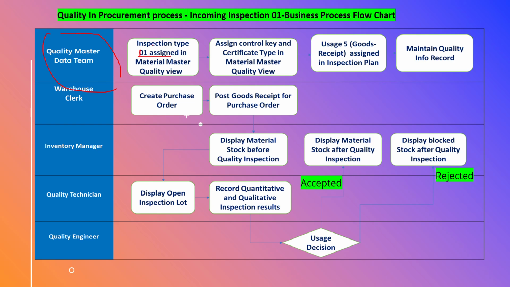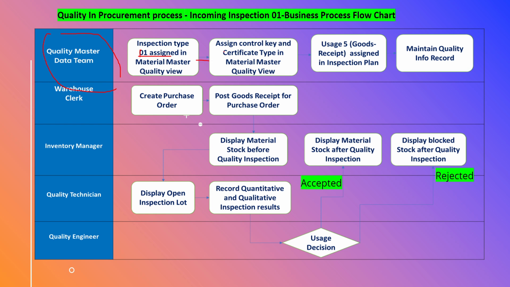This inspection type 01 is assigned in the material master in the QM view. I explained it at the start. For that material, we have assigned 89 and also the 01 inspection type. That material is a raw material, so that inspection type is required. This is the first step. Okay, this is all master data I'm telling about.